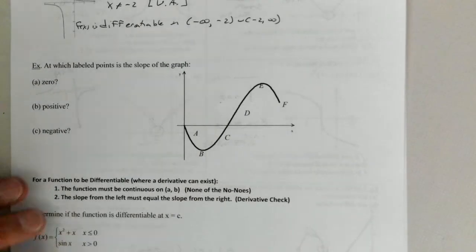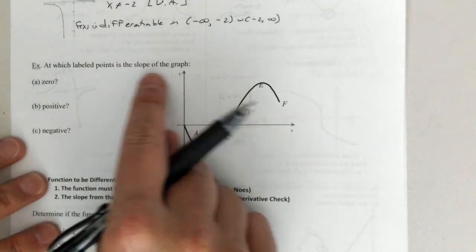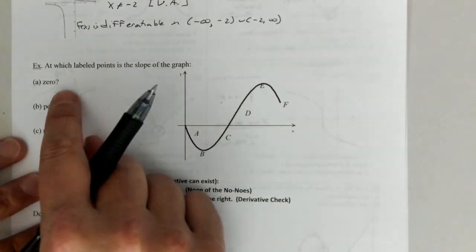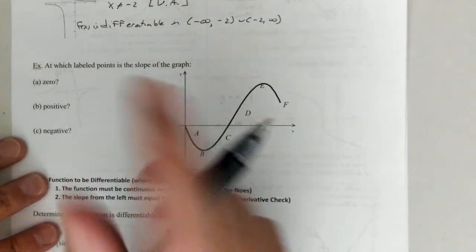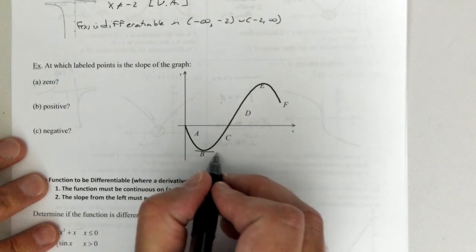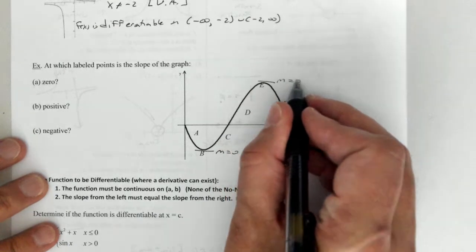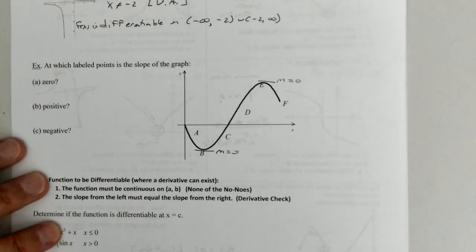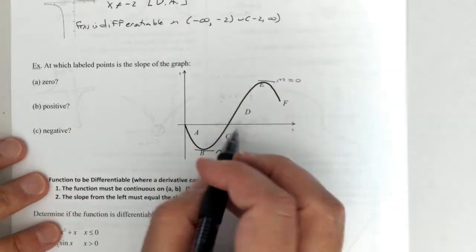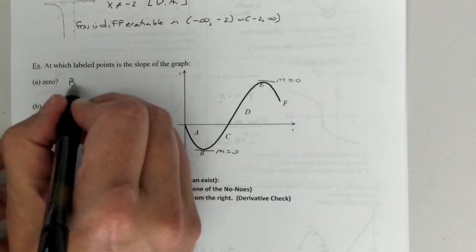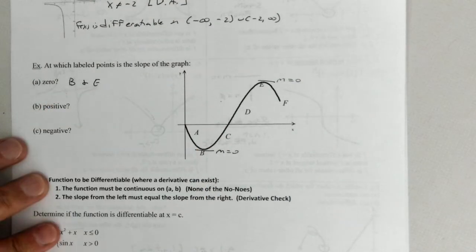All right. Now the next one's pretty easy. At which point is the slope of the graph 0, positive, or negative? 0 is easy. That's where we have these horizontal slopes. We talked about that the other day when we did our power rule. Remember where the slope is 0. And that looks to be at B and E.